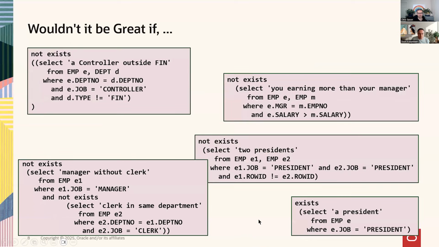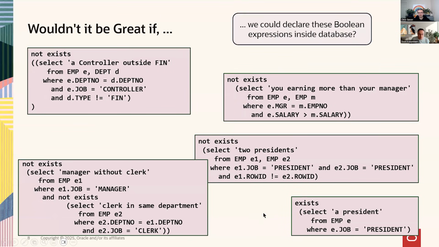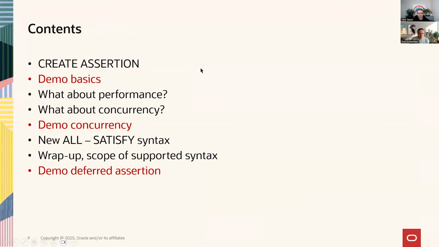But wouldn't it be great? I've given you now 4 examples. If we could declare all these Boolean expressions inside the database. And that's what SQL assertions is all about. SQL assertions is going to allow you to declare all these multi-row constraints in the database. So what we're going to give you with this release is a new create assertion command.